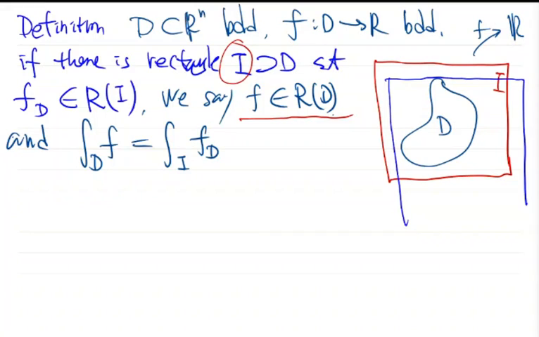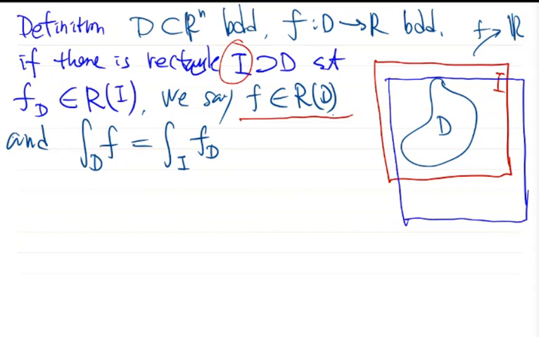Okay. Can it happen that for some I, the zero extension is integrable over that I, and for other I, it is not? Can this happen? Using the lemma we just proved, we will see that this will never happen. If you have a rectangle with the property, then all rectangles containing D have the same property.